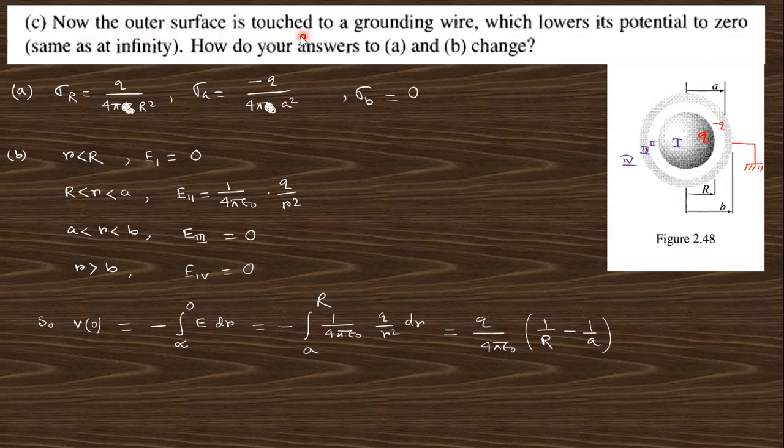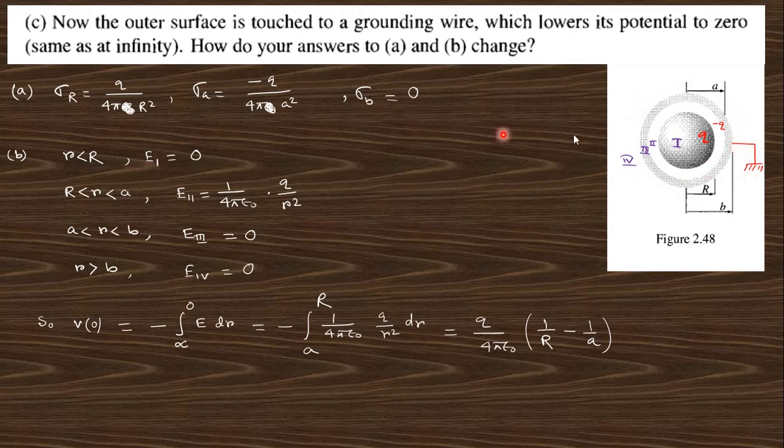Now the outer surface is touched to a ground wire, that means the outer surface is grounded. When the outer surface is grounded, the charge on the outer surface drains out through the ground. So there will be no charge on the outer surface, only this plus q charge on the metal surface and the minus q induced on the inner surface of this shell. So the surface charge density at r will be the same, and sigma a will be the same, but sigma b, the surface charge density at b, will be 0 because the charge is drained out.